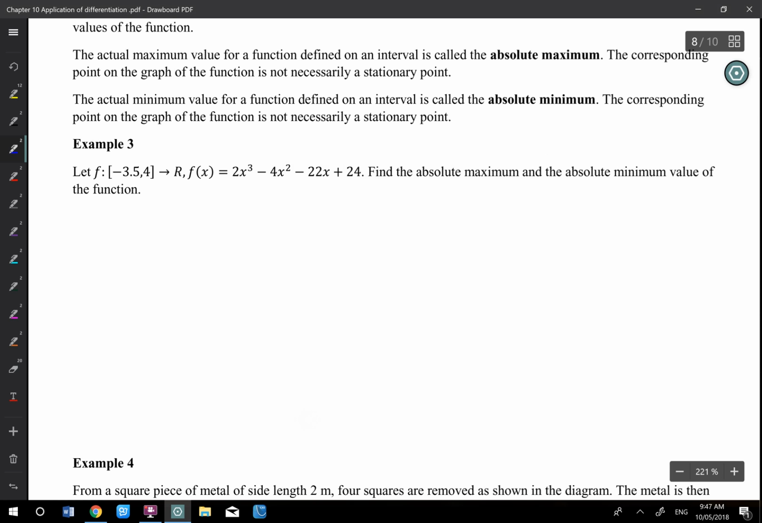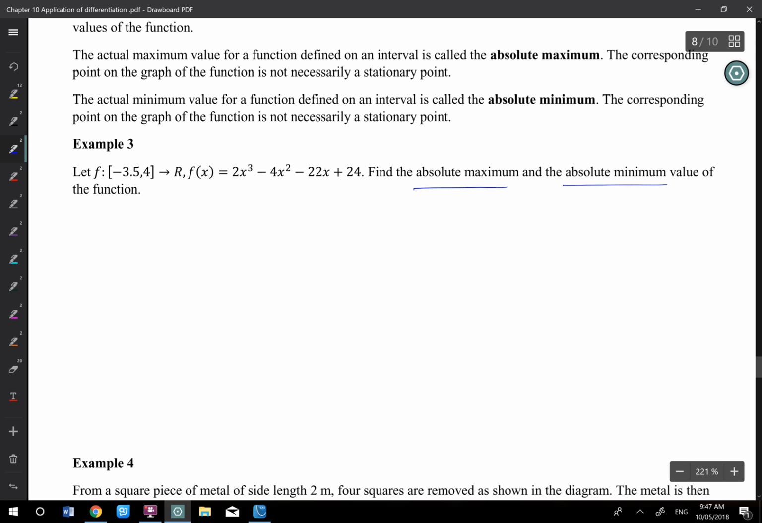Just start the calculator. Okay, I'll give you a cubic function. It's hard to factorize, and there's no point in factorizing it. It asks you to find the absolute maximum or absolute minimum value.